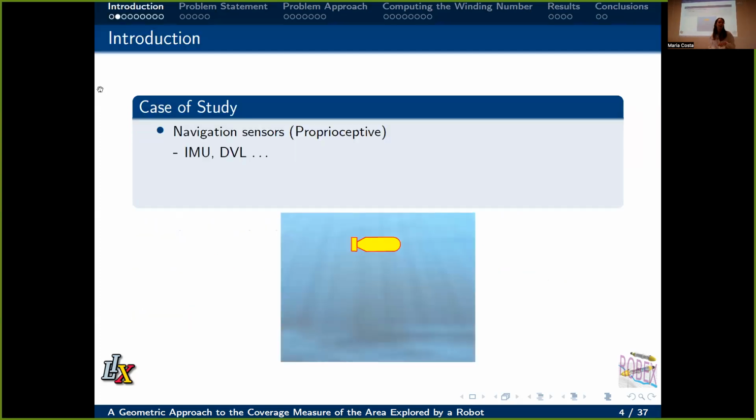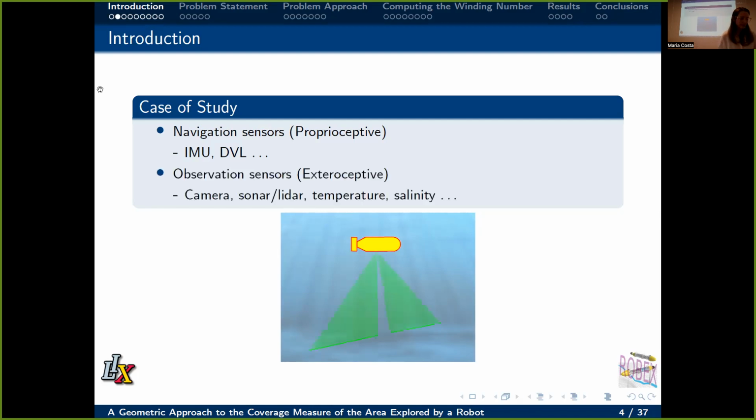Okay, so I will start this presentation by bothering you with some terms in robotics. The first one is navigation sensors, or proprioceptive sensors. These are sensors that are used to acquire information about the robot itself. So we have speed, acceleration, and many others. Then we will also have observation sensors, or exteroceptive sensors. These are sensors that acquire information about the environment surrounding the robot. So we have cameras, sonars, lidars, and other examples.